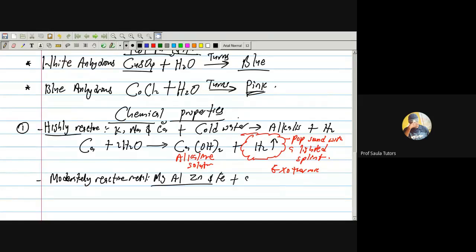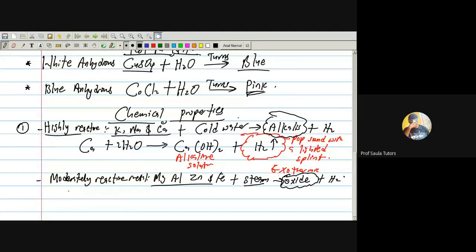They cannot react with either cold or hot water. They will react with steam. Are we together? When they react with steam, they will give oxide of metal and hydrogen gas. Let me show you one difference between these reactions. If we use any of the highly reactive metals with cold water, an alkaline solution is given with hydrogen gas. But if you are using a moderately reactive metal, any of these, magnesium, aluminum, zinc, and iron, they react with steam. Do they produce an alkaline solution? No, they produce the oxide of the metal, and hydrogen gas is given off.